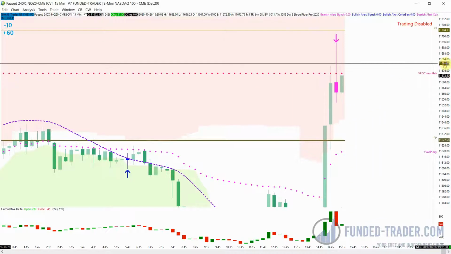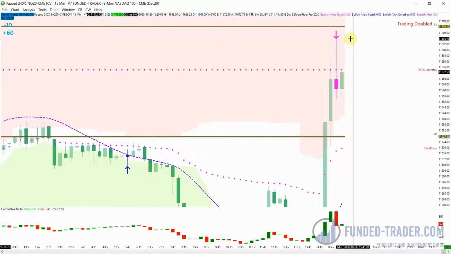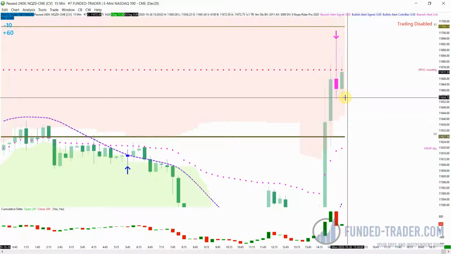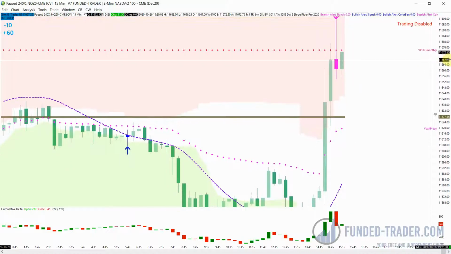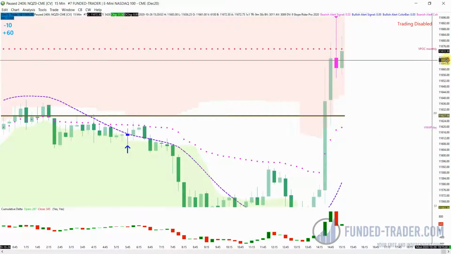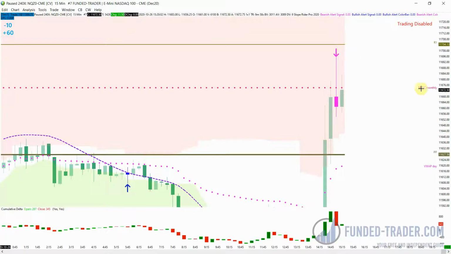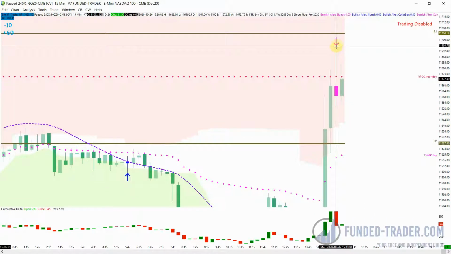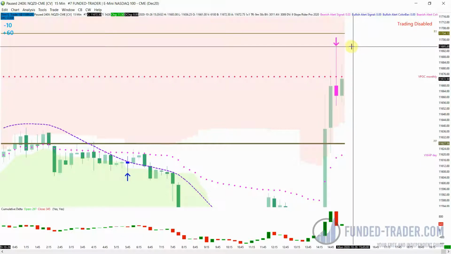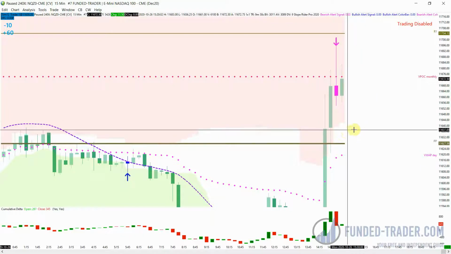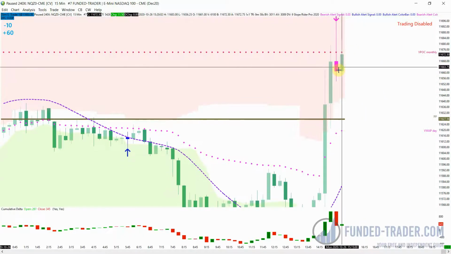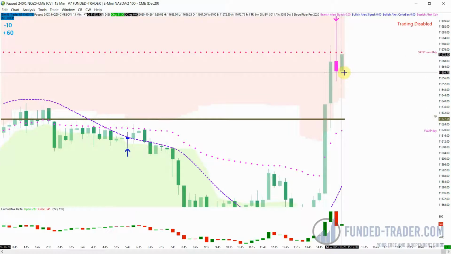Okay, so I got this signal to short. It's quite a large candle. This was a strong move up. It went all the way to pivot R1. Don't expect to take all profit on every single move, of course, otherwise it would have been 70 points more. So this is a nice signal to perhaps exit the trade.